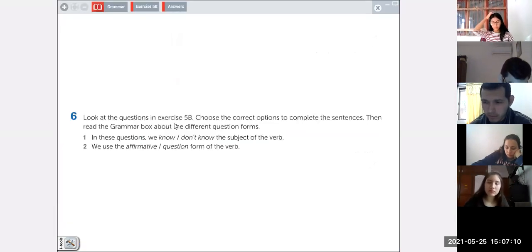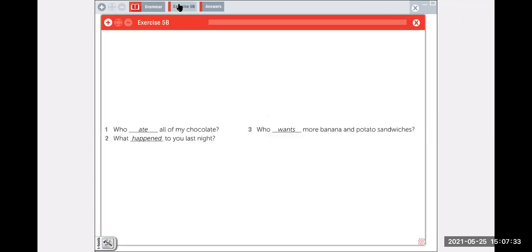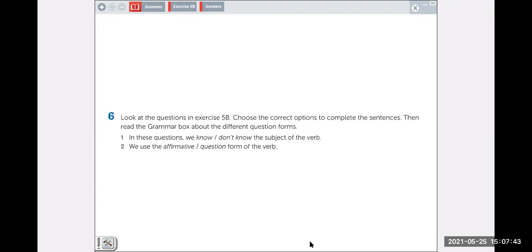It says, look at the questions in exercise 5B and choose the correct options to complete the sentences. Then read the grammar box about the different question forms, okay? Number 1, it says, in these questions, we know or we don't know the subject of the verb. We don't know, right? Very good.